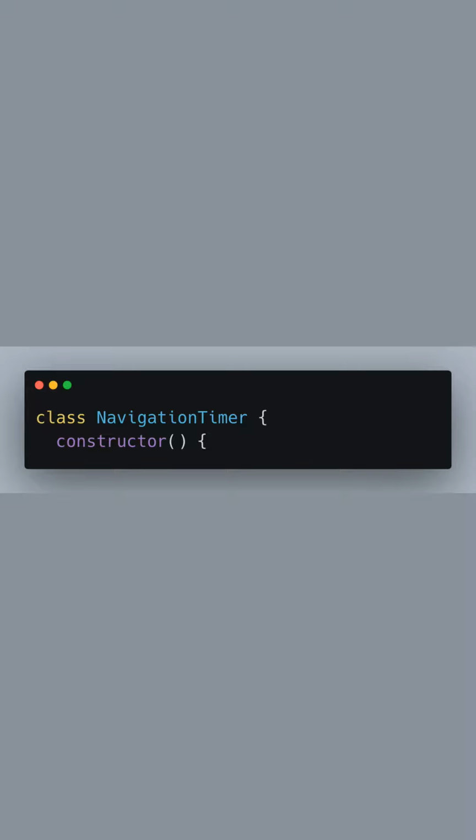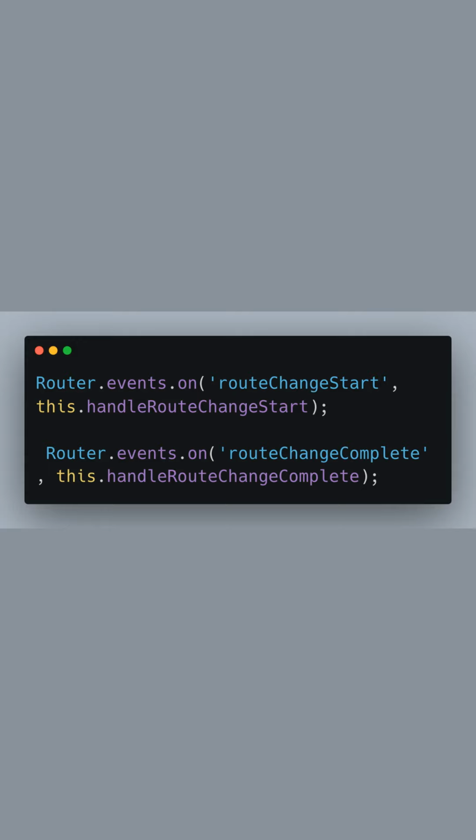Here, we define a class named NavigationTimer. Within the constructor of this class, we will set up our event listeners. We bind the event handlers handleRouteChangeStart and handleRouteChangeComplete to the Next.js router events routeChangeStart and routeChangeComplete respectively.